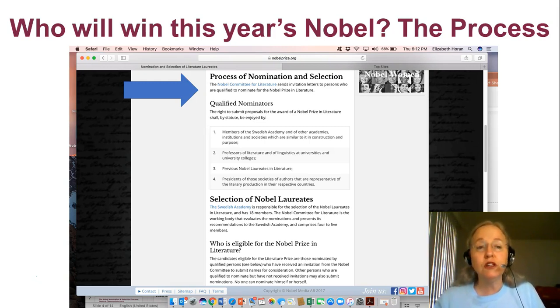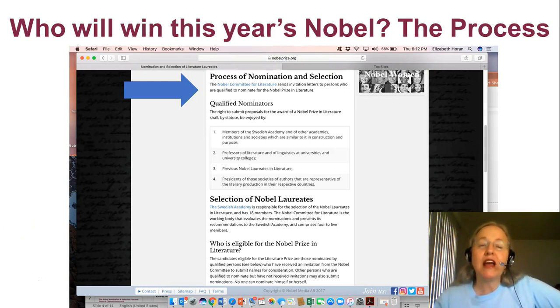The most recent ones really do have a lot of say in what names get forwarded. They can forward names, and they get heard. It is often the case that you can find out who the people in the running are by looking at the friends of the people that have recently become Nobel laureates. And also there's presidents of societies of authors that are representative of literary production in the respective countries. That means groups like PEN International, for example, and there's various other ways to think about it. So national societies and international societies.